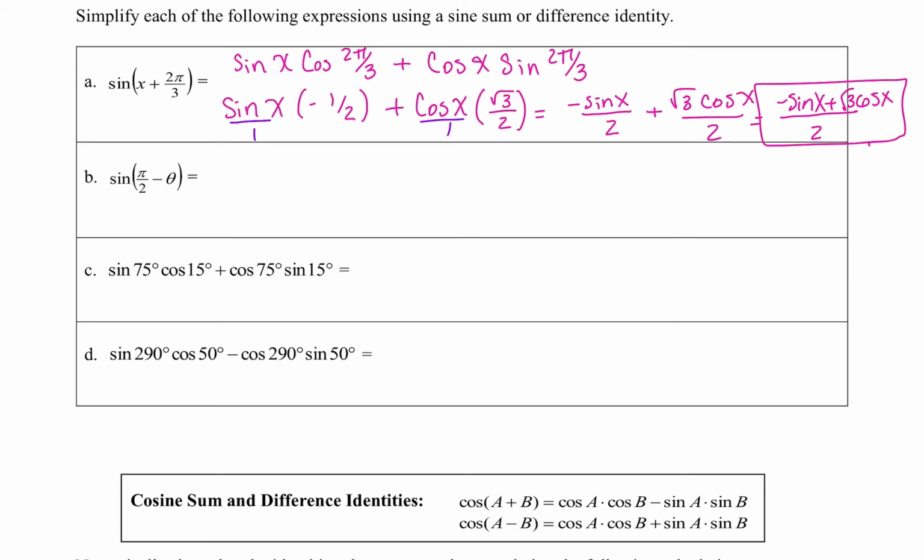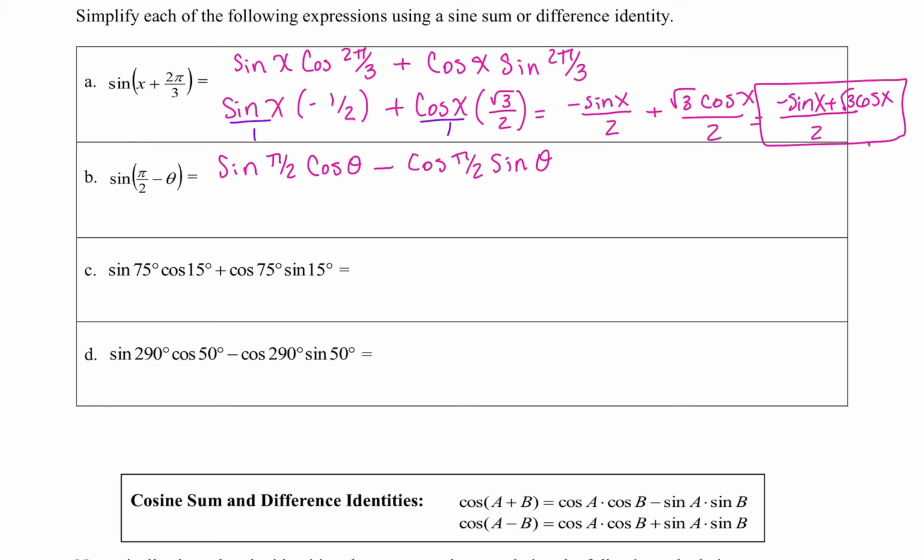For sine of pi halves minus theta, we're going to work this out using our identity. So sine of pi halves cosine of theta minus cosine of pi halves sine theta.